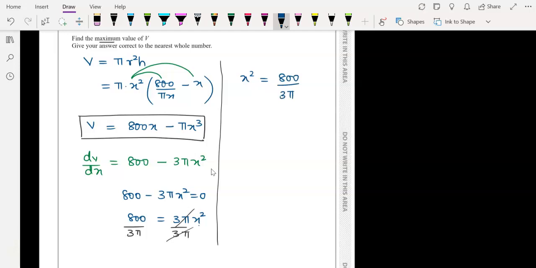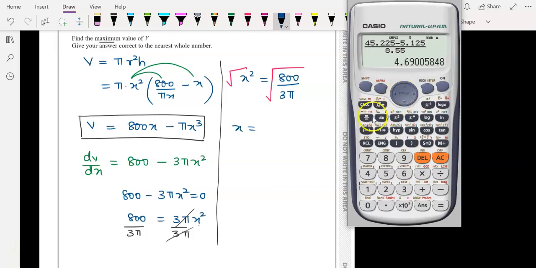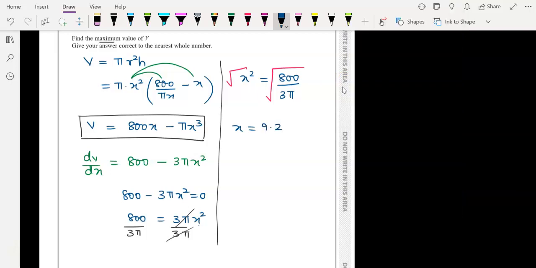Now I need to remove the square. To cancel the square, you take the square root of both sides. So you will get x equals, let's put this in the calculator. So it is square root of 800 over 3 pi. That gives me 9.2131. Okay, so for x equals 9.2131, the volume will be maximum.